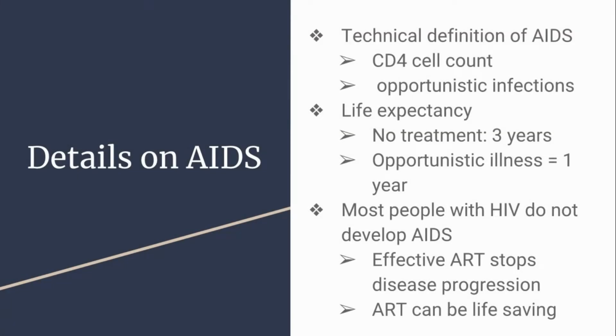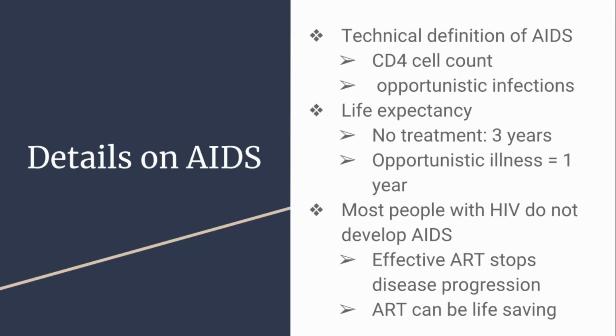The technical definition for AIDS is when your CD4 cells fall below 200 cells per cubic millimeter. CD4 is a glycoprotein found on the surface of immune cells, such as T cells, and a healthy immune system has between 500 to 1,600 CD4 cells per cubic millimeter. Also, you are considered to have AIDS if you develop one or more opportunistic infections, regardless of your CD4 count.